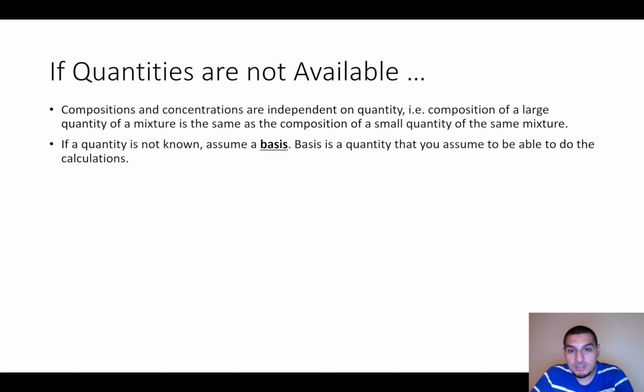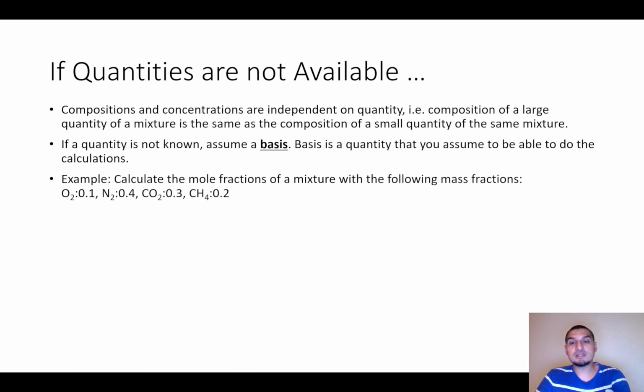No matter what this quantity is, if you assume the quantity to be 10 grams, 10 kilograms, 100 tons, or 10 milligrams, it doesn't matter. Why it doesn't matter? Because the concentration and compositions are independent of quantity. So no matter what the amount of the basis you are assuming, as long as the calculations are correct, the result is also going to be the same as mass fractions or mole fractions. So let's take another example just to clarify this.